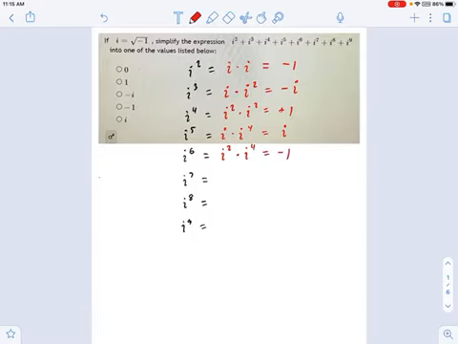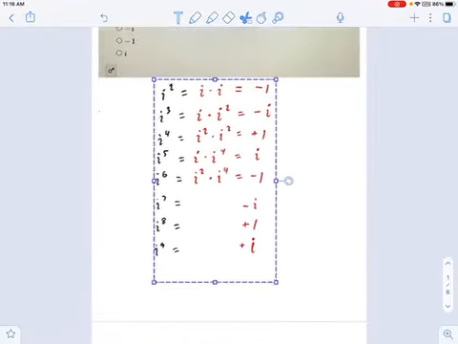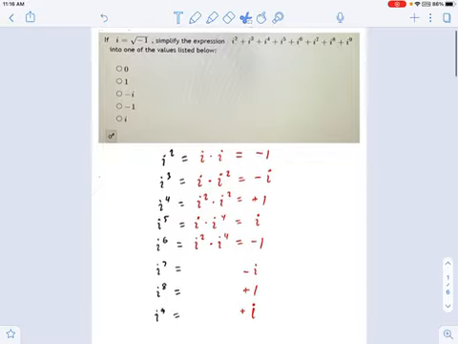Look at this. This is a repeating pattern. The next thing it's going to be is -i, then it's going to be +1, then it's going to be -1, like that. I'm sorry, +i for i to the ninth. Okay, so there's one thing, and you should be able to quickly establish what i squared is, what i cubed is, and so on. That's not the quickest way through this problem.